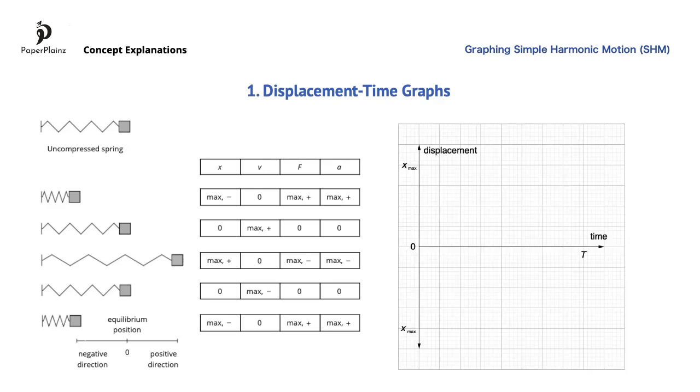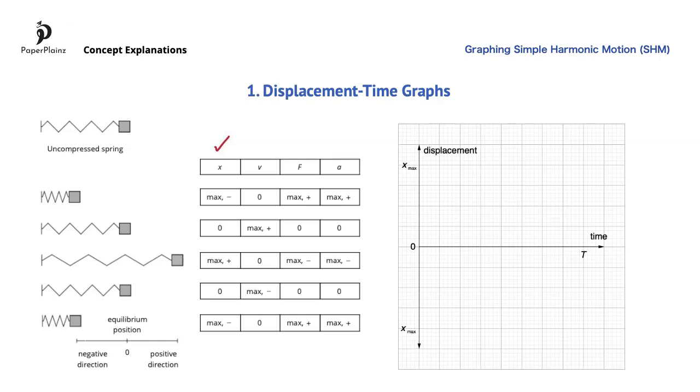Uppercase T on the horizontal axis shows the time period of the oscillation. In other words, the time it takes for the object to complete one full cycle. The points labeled as x max show the 2 maximum displacement positions of the object, so when the spring is fully compressed and fully stretched. 0 denotes the equilibrium position. Let's plot how x, the displacement, varies with time.